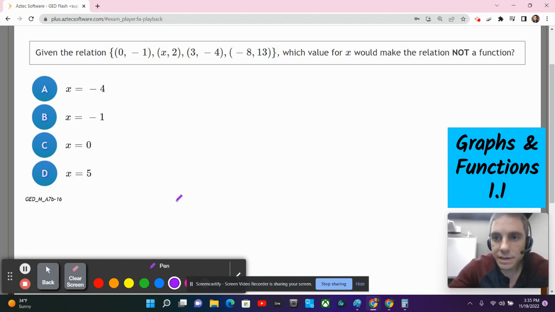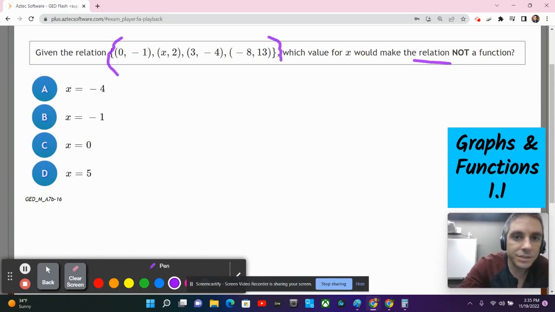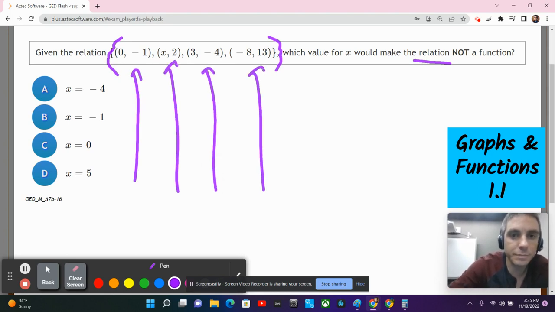First of all, let's talk about what they mean by relation. So they're talking about the set of these four pairs of numbers. Here's the first pair of numbers, second pair, third pair, and fourth pair. Sometimes you might even hear that called a set, but that's what they're referring to, in this case, as what they mean by the relation. So that group of pairs of numbers as a whole is what they're referring to as the relation.